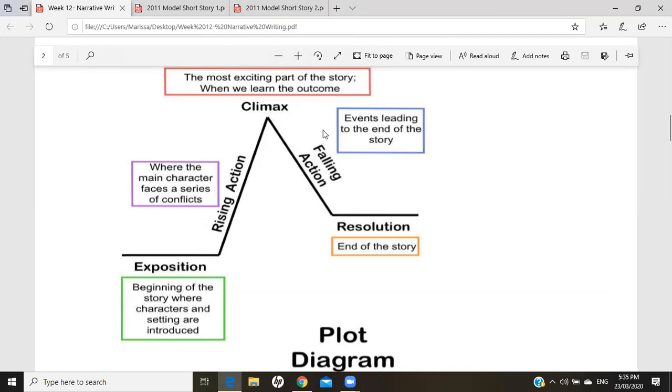The fall in action has to do with events leading to the end of the story. This is where we are nearing the end, where things are beginning to unravel themselves, and all the commotion that took place up here is beginning to simmer down. And then we have the resolution, which is the end of the story. As we learned previously, in the resolution maybe the issue could be resolved or maybe it could not be resolved, right? So any questions so far on this plot diagram? This diagram helps you all to really understand what I was telling you about the stages a story can go through.